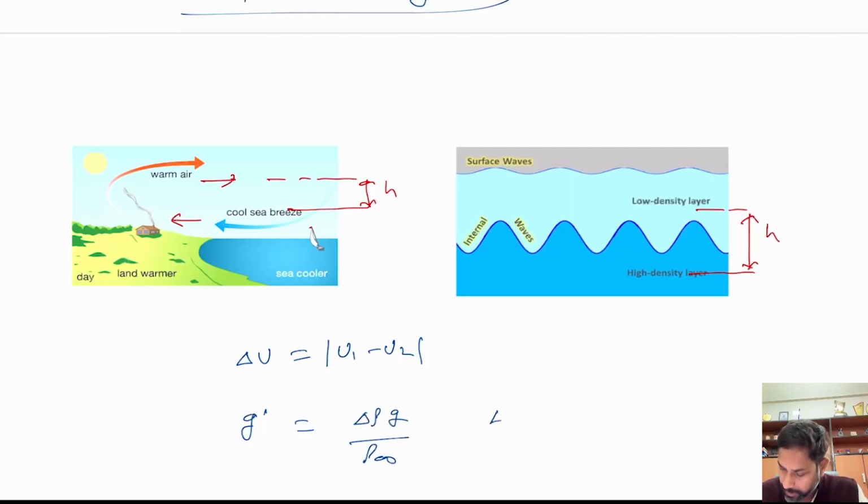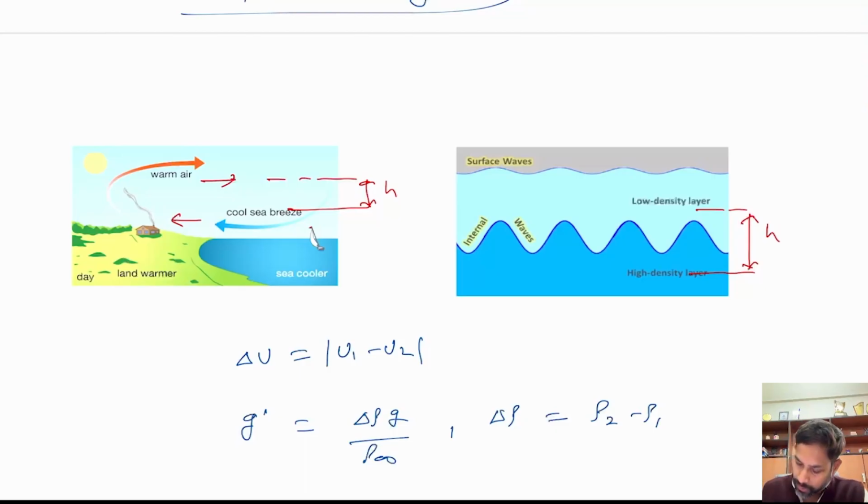So delta rho is again rho 2 minus rho 1, because here we are assuming the lower layer density is greater than the upper layer. So delta rho has to be the difference between the lower layer density and the upper layer density, whereas the direction of delta U does not matter, because what we care about is simply the difference in velocity rather than its direction, because mixing will happen regardless whether the flow is going to the left or to the right.